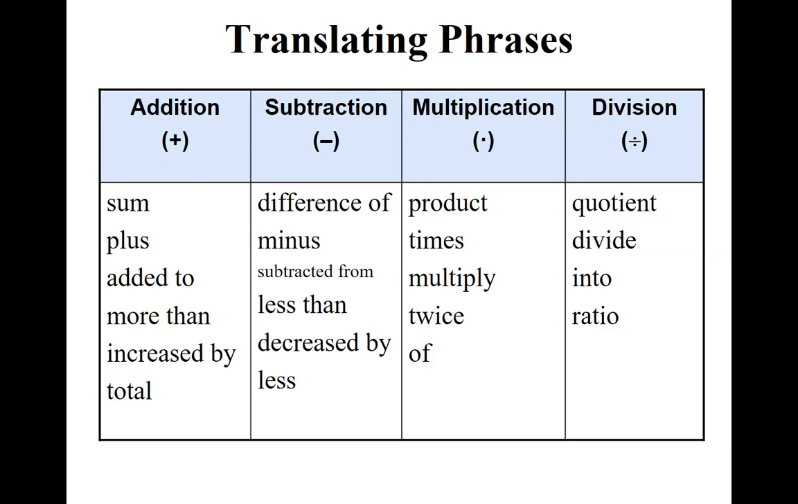Division words are quotient, divide, into, ratio. Division, like subtraction, needs to be interpreted. The order does mean a specific thing based off of the words.